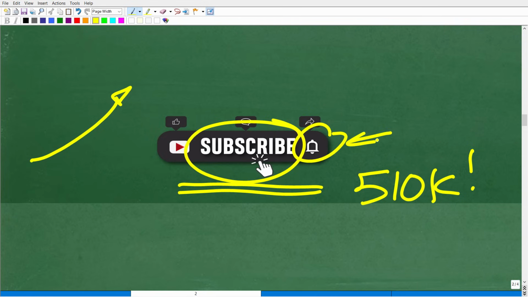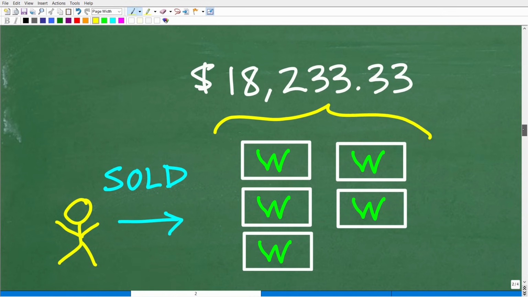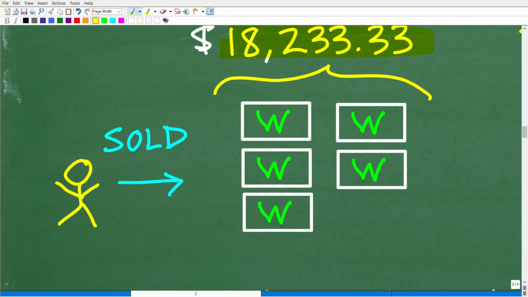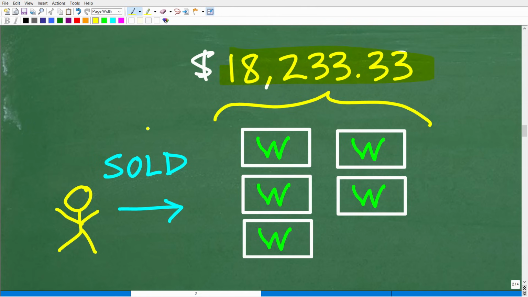All right, so let's get back to the problem. So now that we know that 5 of these widgets cost this amount, 18,233, and we solved how we got there by solving this percent problem, I mean, this is pretty straightforward, right? So Don sold 5 widgets for $18,233 and 33 cents. How much was the price of one widget?